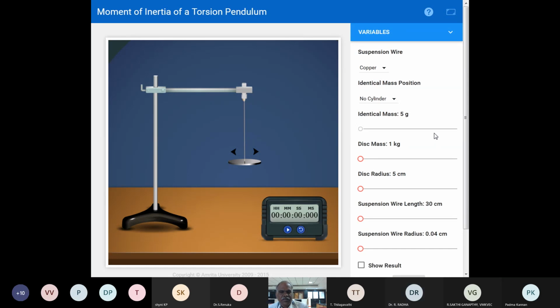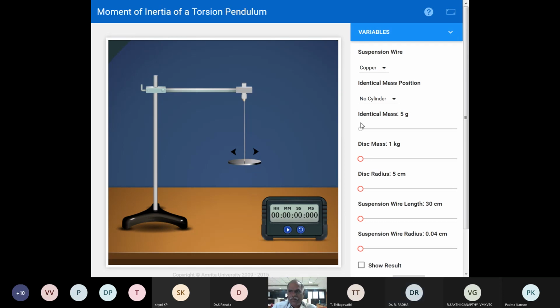And the rigidity modulus of the wire, we know that n equals 8πIL by T0 square r to the power 4. That is the formula. So initially, we have to find the period of oscillation for 10 oscillations.